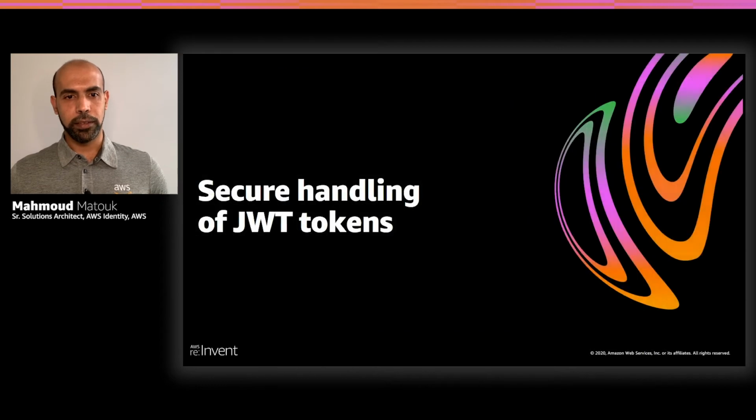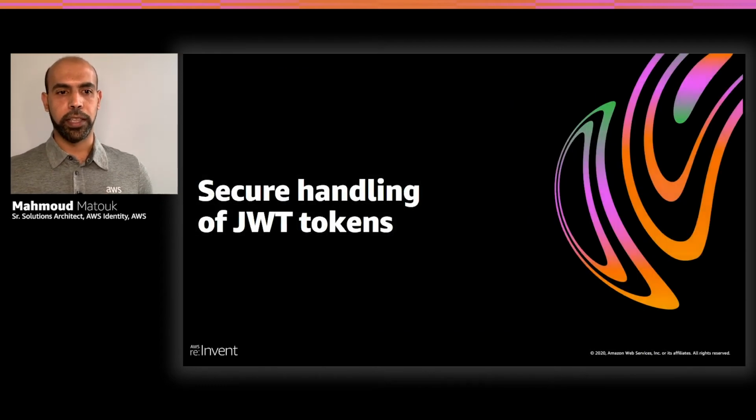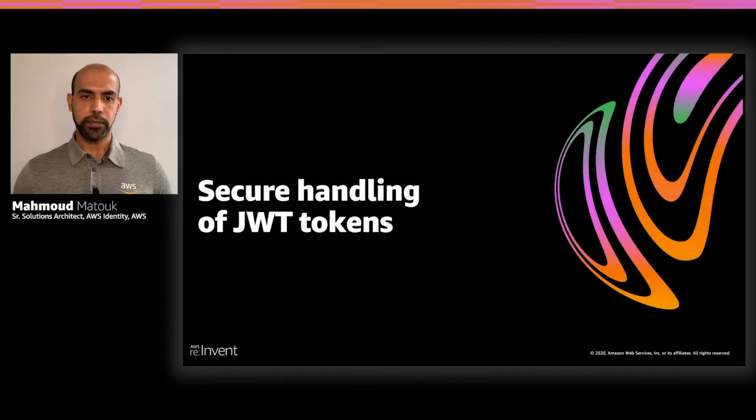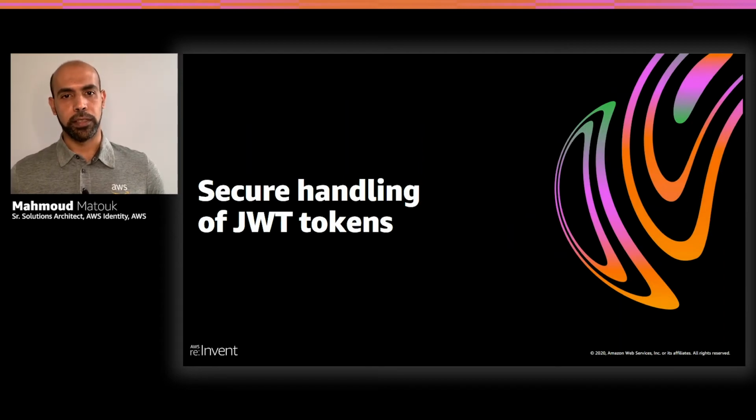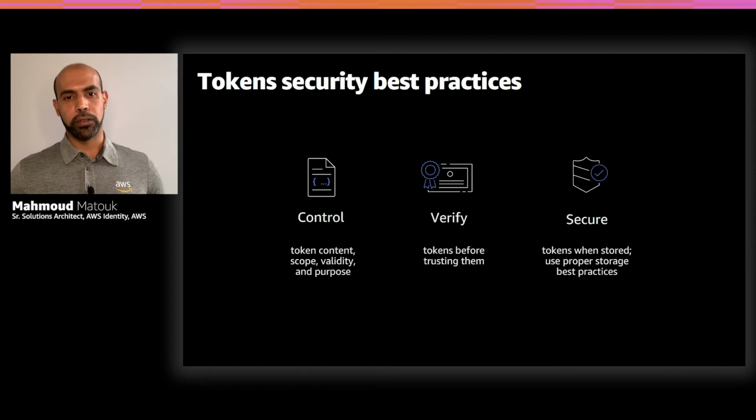All right, the third topic is secure handling of JSON Web Tokens. At the end of a successful authentication, as we saw in the first flow, your application or the client app gets a set of tokens. These tokens are used as a form of authorization. They are used on the front end. They are used to get credentials to access AWS resources.